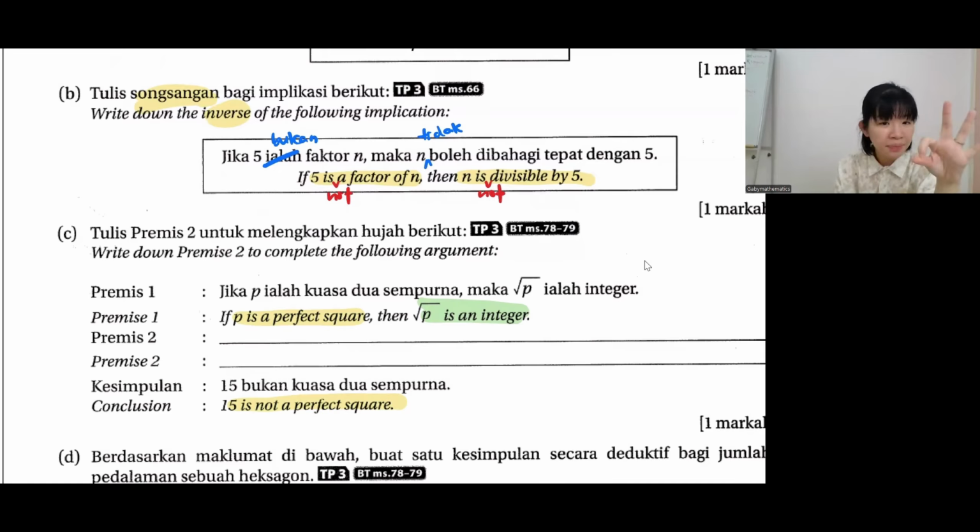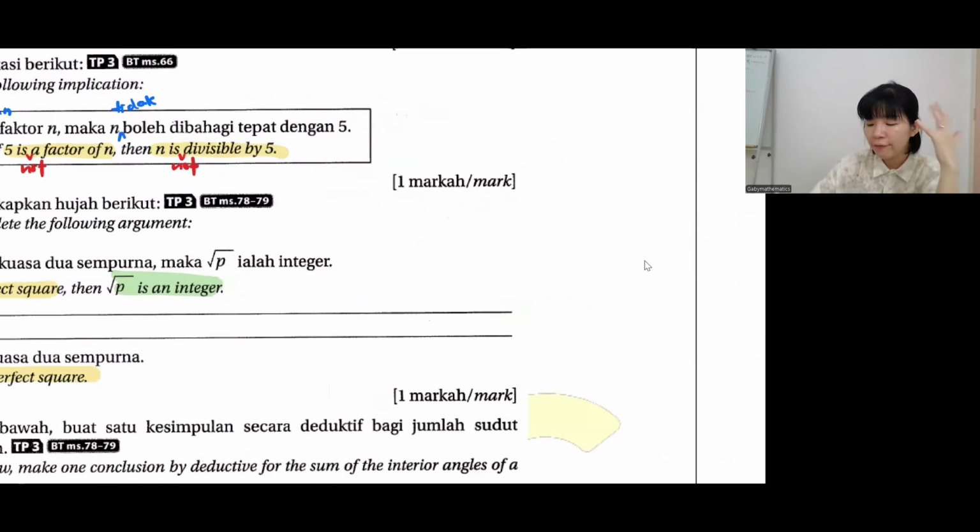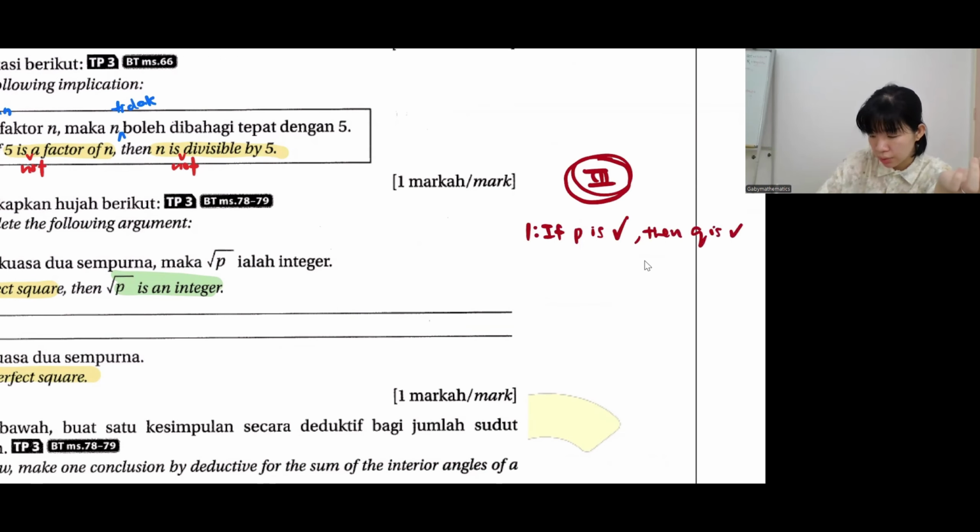So remember, there are 3 types. When you see if, then, jika maka, and then you see not, bukan, this is the third one, not the second one. Third one is which one? Guys, write down the format. You must know the format very clearly. The third one, bentuk ketiga, is: premise 1, definitely if. If P is true, then Q is true.